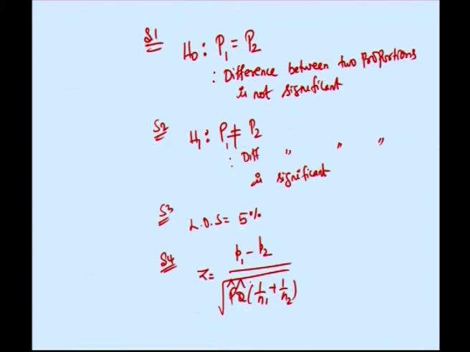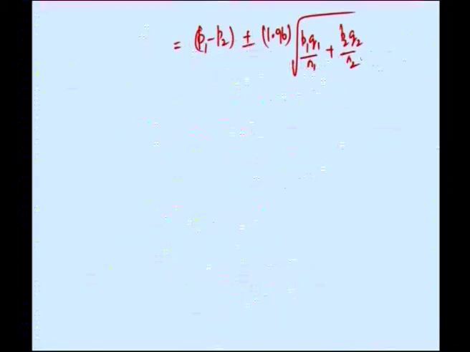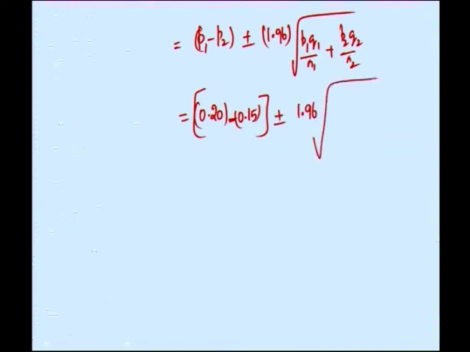Therefore, estimates cannot be used, that is P cap and Q cap cannot be used. Therefore, instead of that formula we are writing P1 Q1 by N1 plus P2 Q2 by N2. Now, substituting all the values, P1 is 0.20 minus 0.15 plus or minus 1.96 into square root of 0.2 into Q1 will be 0.8 by N1 is 900, and P2 is 0.15 into 0.85, Q2 will be 0.85 by 1600.